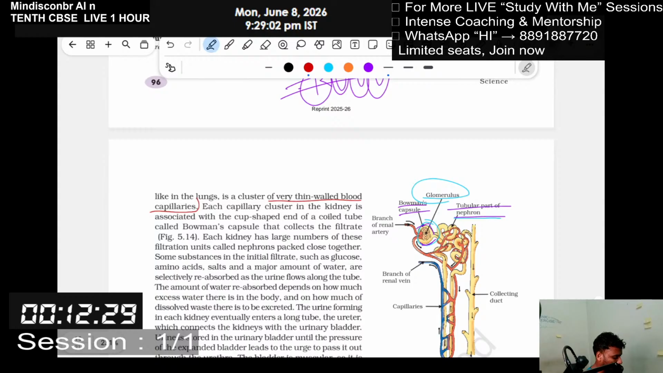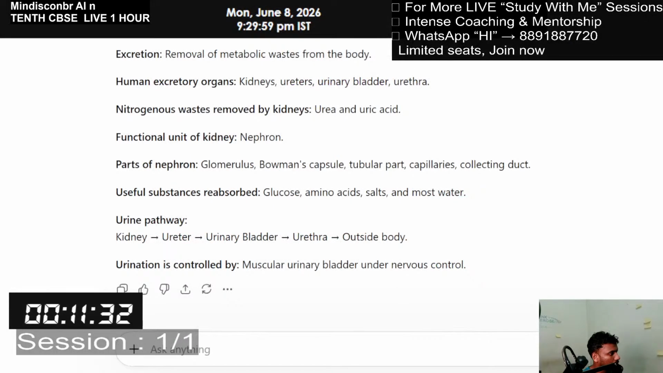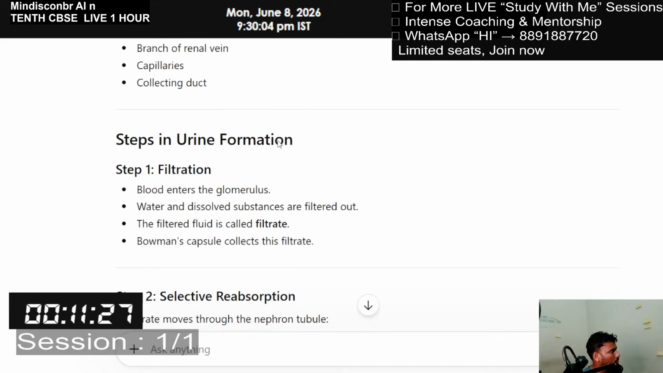Each capillary cluster in the kidney is associated with a cup-shaped end of a coiled tube called Bowman's capsule that collects the filtrate. So here you can see the filtration.